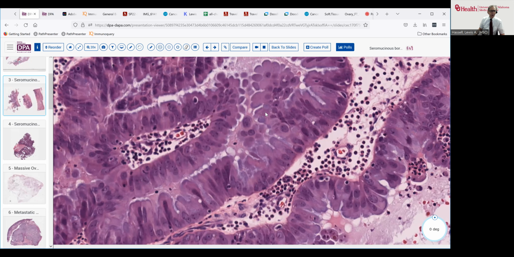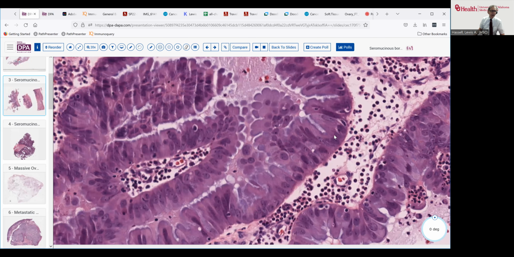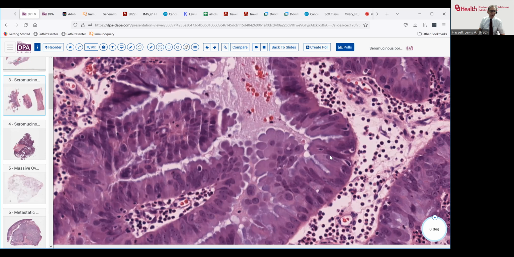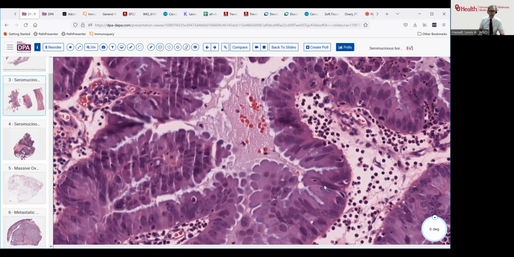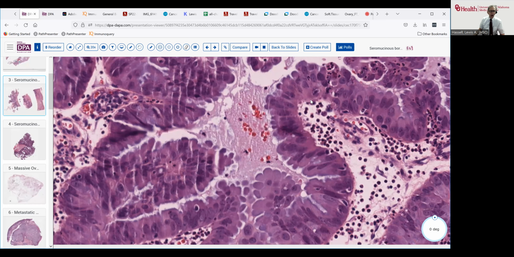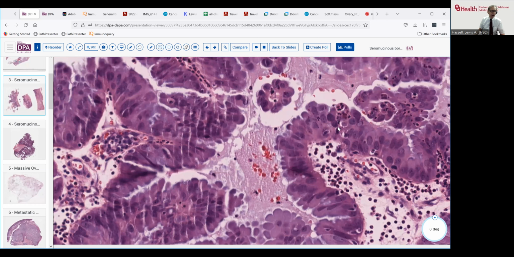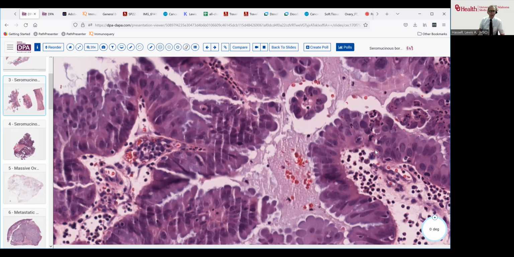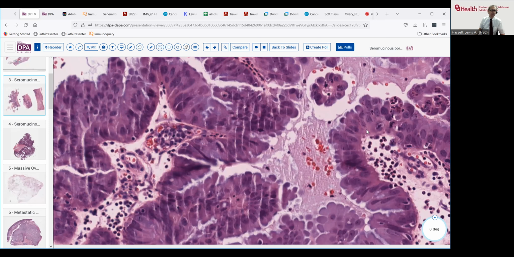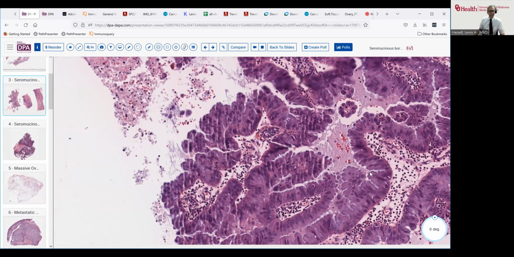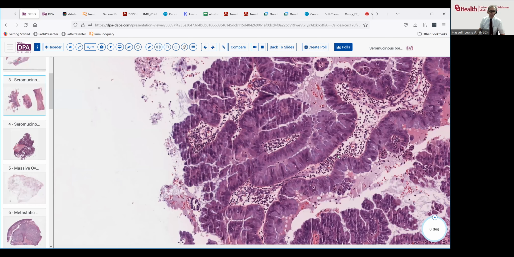So when we see this appearance of mucinous epithelial cells admixed with these cells, which in some instances can be found to have cilia, this is the category of seromucinous tumors. It's not a very common ovarian epithelial type, but it's important to recognize because they do have a slightly different behavior.